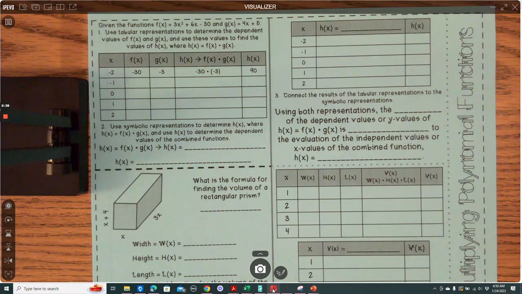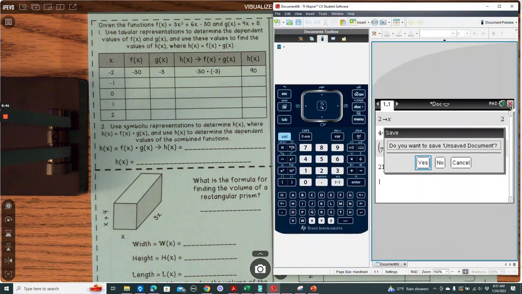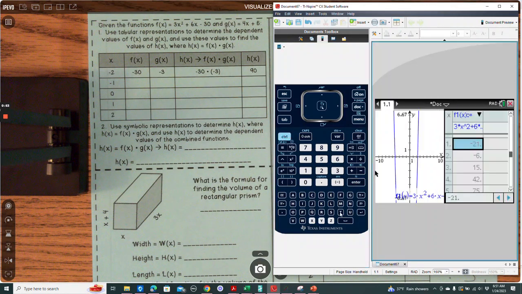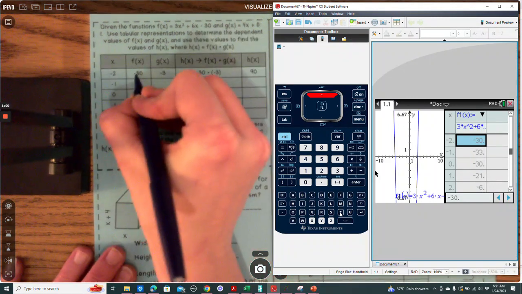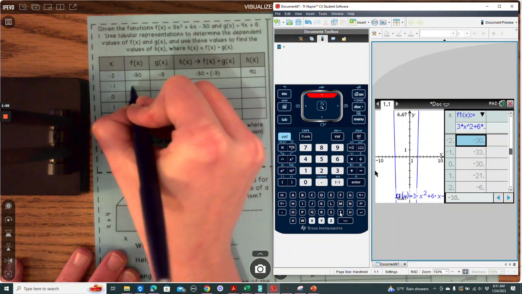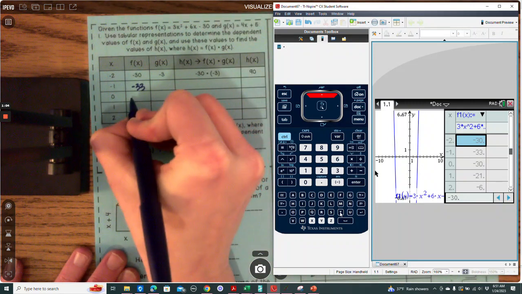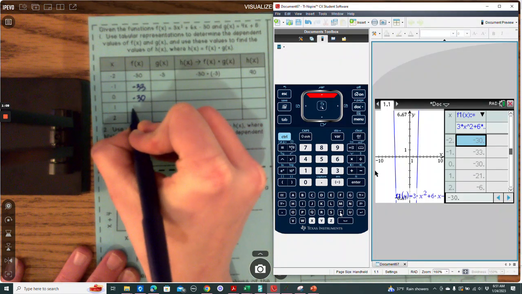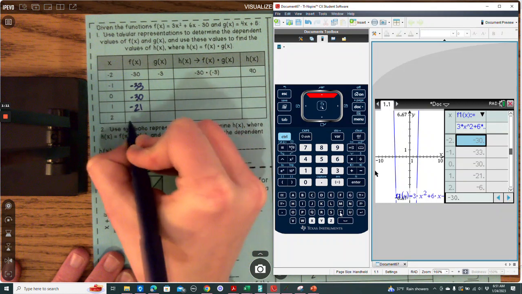So just like we did with the addition and the subtraction, we can go into graph and we can put our function. So we've got 3x squared plus 6x minus 30, and we can pull up the table and go to where x is negative 2, and then we can fill these values in from the table. So we've got negative 30, negative 33, negative 30 again, negative 21, and then we've got negative 6.